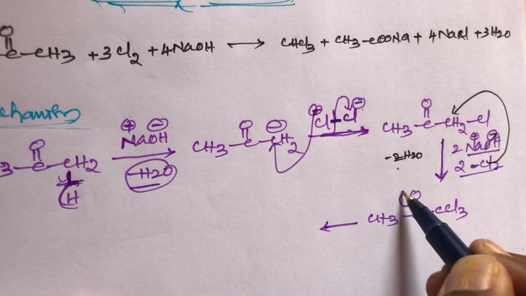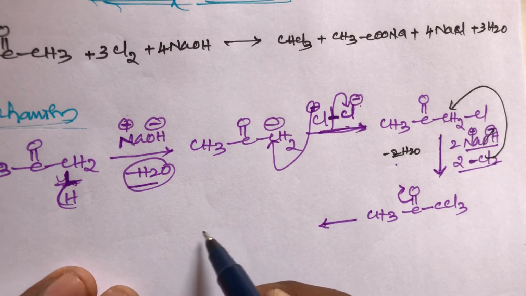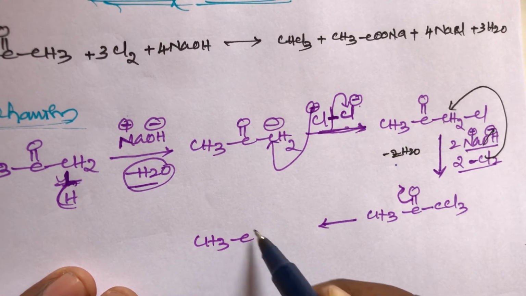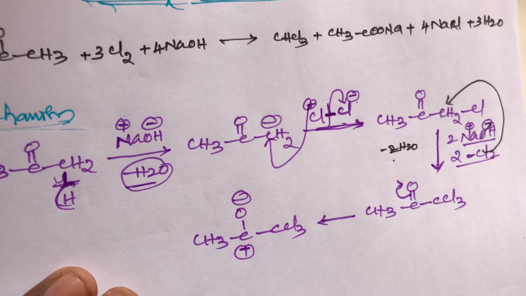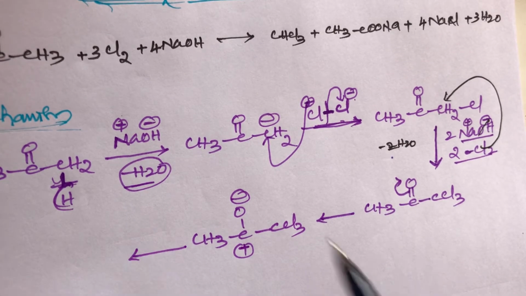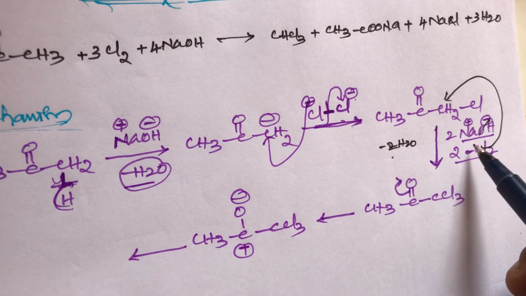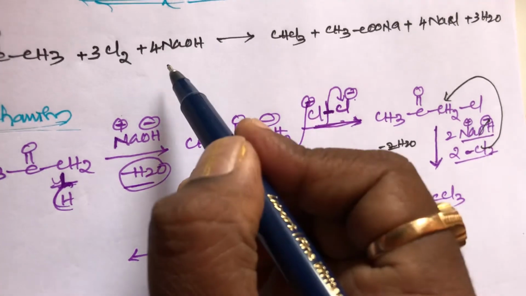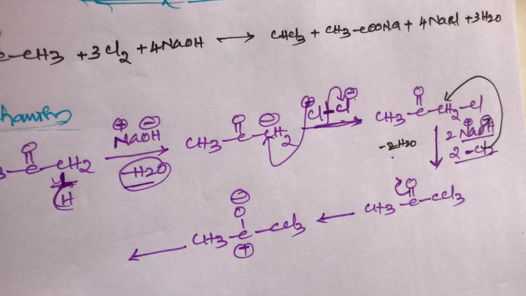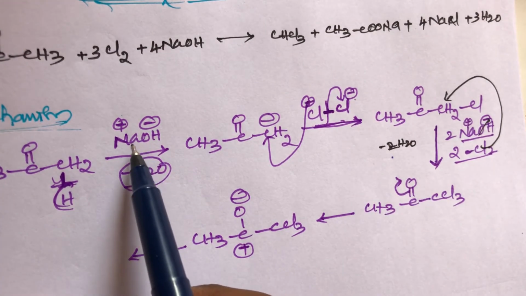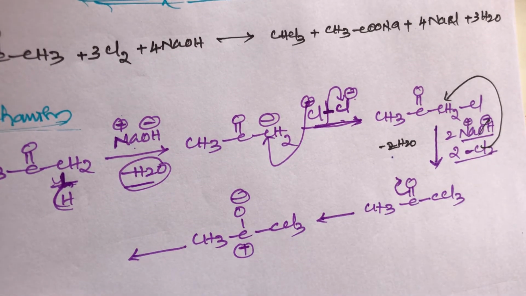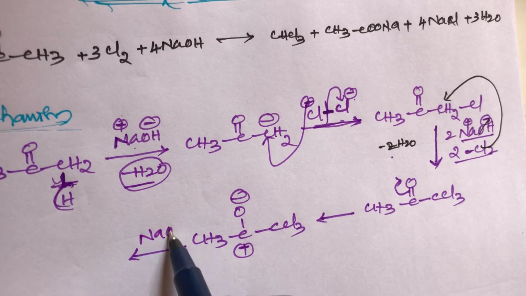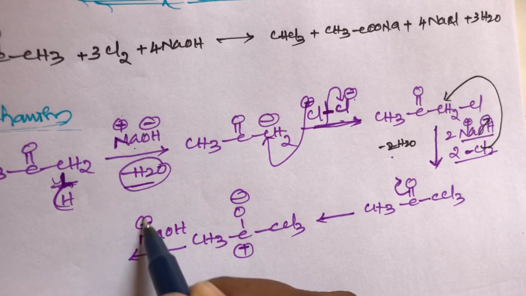This bond shifts here, and we get CH3, then CO minus, this carbon getting a positive charge, and again CCl3. Then after that, 1 mole of NaOH was already involved in the first step, 2 moles of NaOH here, and 1 mole of NaOH is left. So in this haloform reaction, in total how many moles of NaOH are involved, student? 4 moles of NaOH are involved. That is 1 mole here, 1 mole here, 2 moles here, and the remaining 1 mole is left. That NaOH will be involved as Na plus and OH minus.